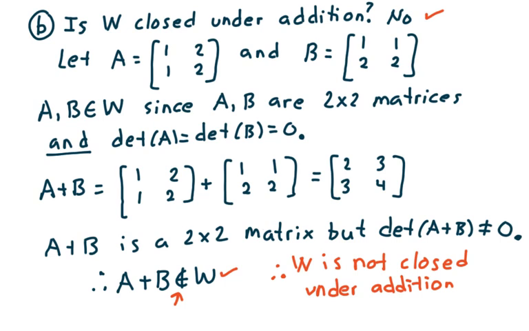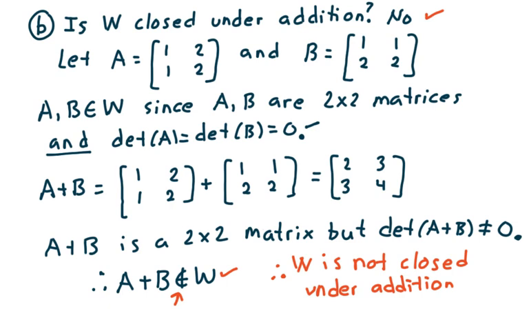Let A equal the matrix 1, 2, 1, 2, and let B equal the matrix 1, 1, 2, 2. A and B belong to W since A and B are 2 by 2 matrices, and the determinant of A equals the determinant of B equals 0. So A and B are absolutely in W.